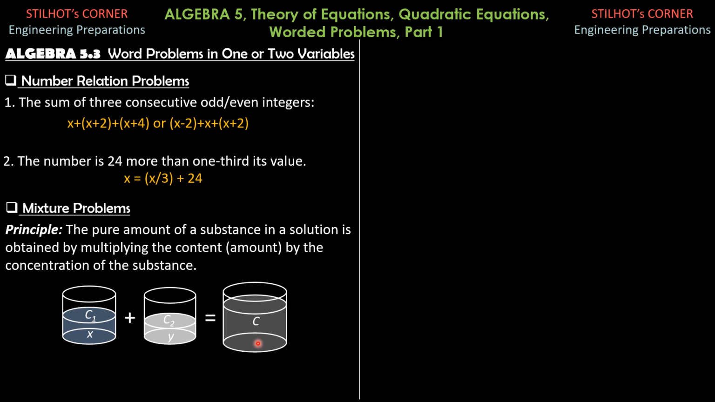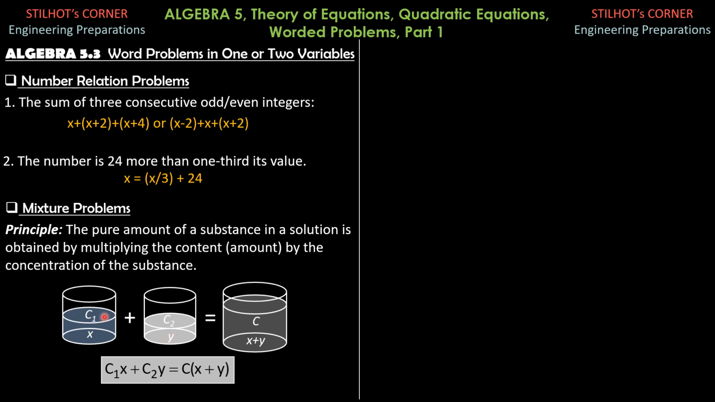So the concentration is C, the total amount is X plus Y. So C sub 1 times X plus C sub 2 times Y equals C times quantity X plus Y. Take note that in this equation, we are equating the pure amount of substance in the first solution and the pure amount of substance in the second solution.